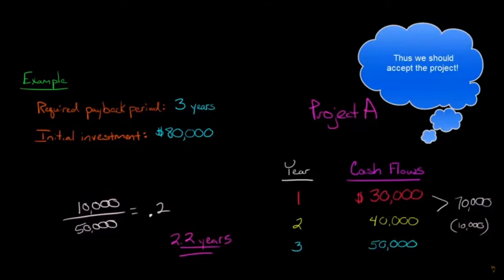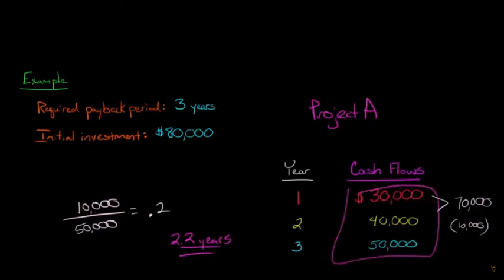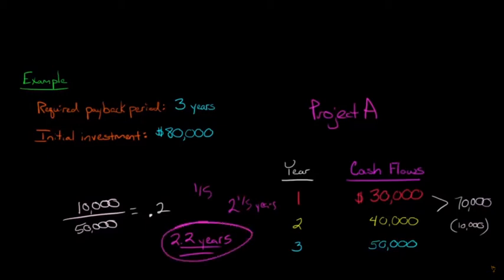I got that by just saying, look, we know it's going to take these 2 years. And we know it's not going to take the full 3 years, because if you add up all 3 years, we actually get $120,000. So it's going to pay itself back sometime in this year. When we take the 10,000 divided by 50,000, we're basically saying it's going to take about 1/5 of the year. So you could even say 2 1/5 years, which is equivalent to saying 2.2. So if the manager says, how quickly does Project A pay itself back? We would say 2.2 years.